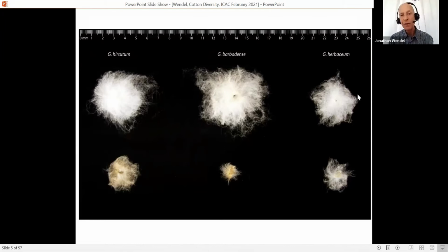The reason I don't have all 4 species here, I just have 3 of the 4 domesticated ones, is we've never found a wild ancestor for the 4th one, Gossypium arboreum. No wild ancestor has been discovered. And in fact, wild ancestors of all of these species are extremely rare.